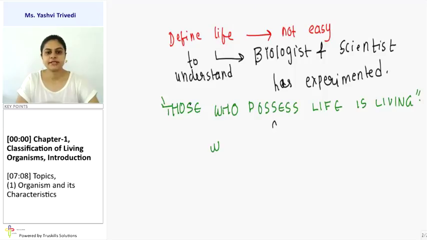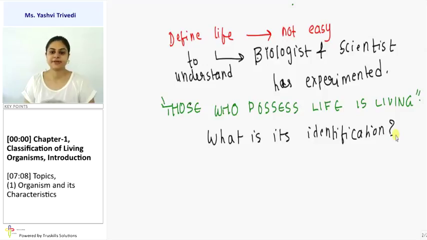So basically it was that those who possess life are living. As simple as that. Whatever organism has life in it, the one which has the characteristic of life in it, that particular organism is said to be living. Because of this, a big question arose: if it is simply that those who possess life are living, then what will be the identification of those living organisms? Again, the question came to the same point, and they started all over again.